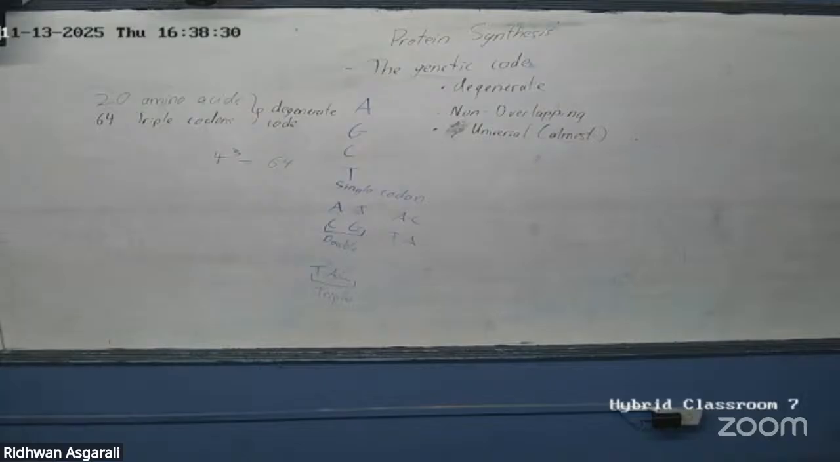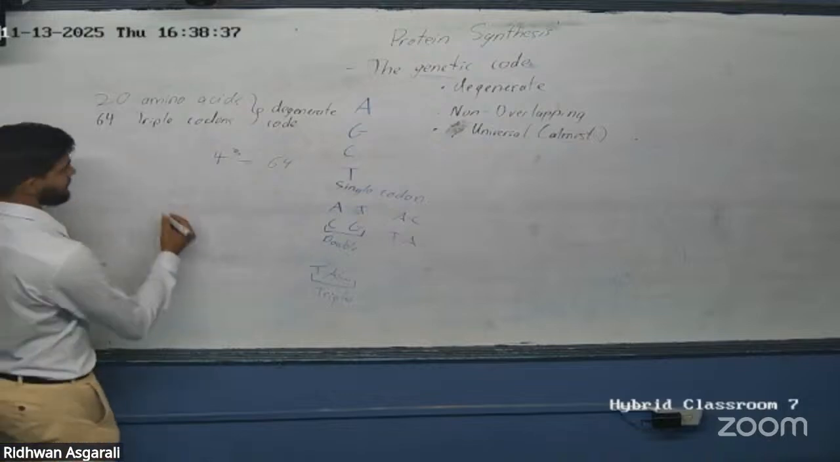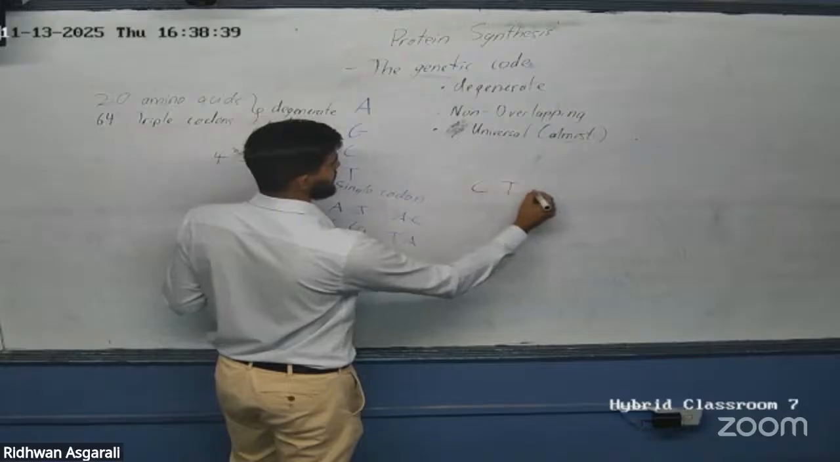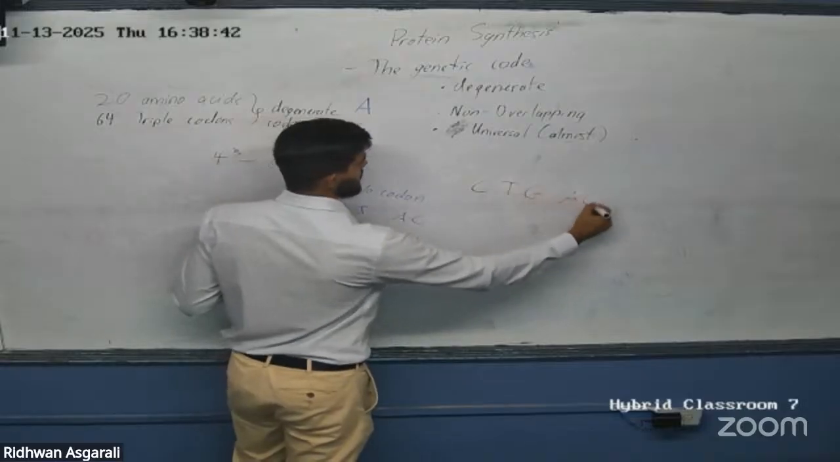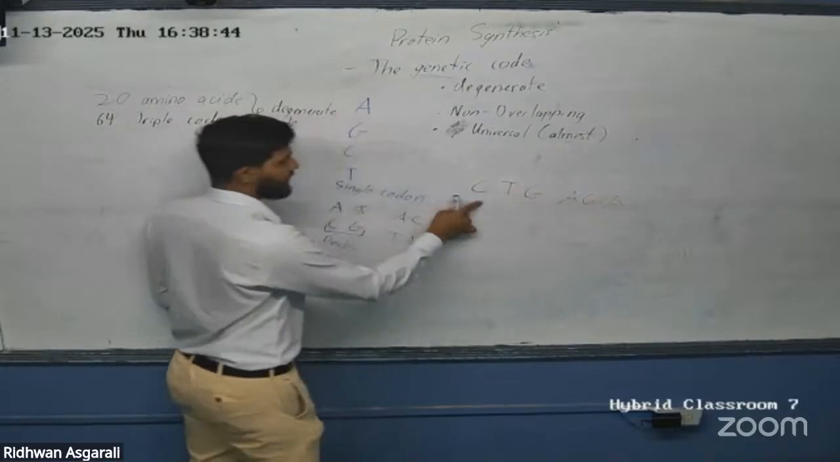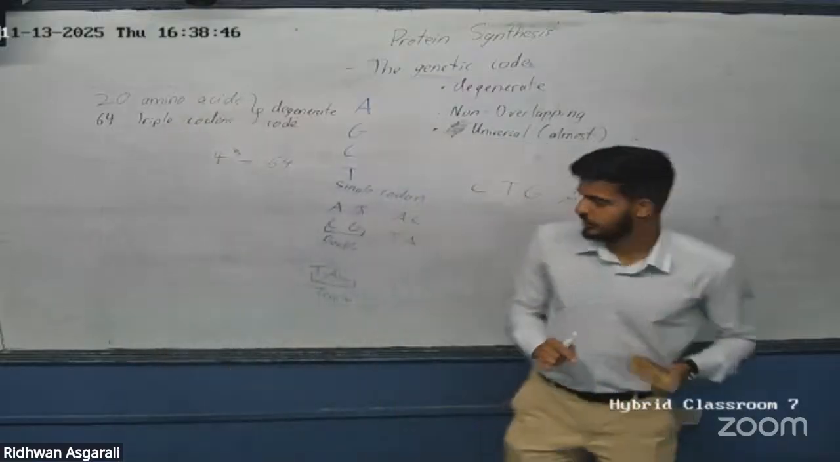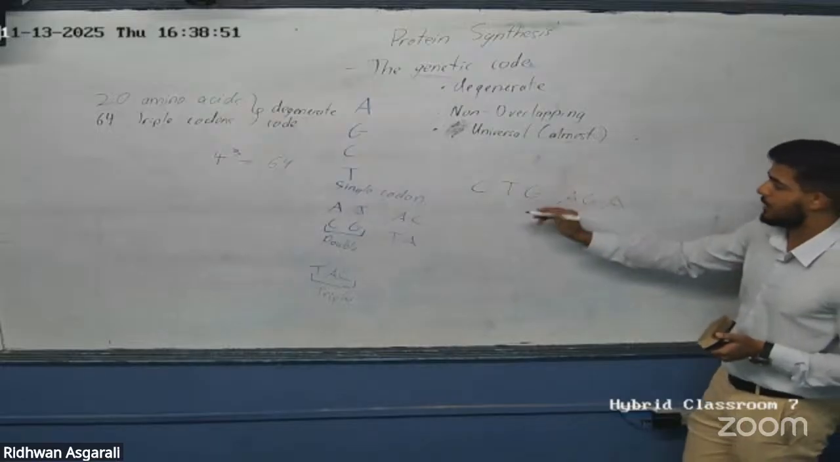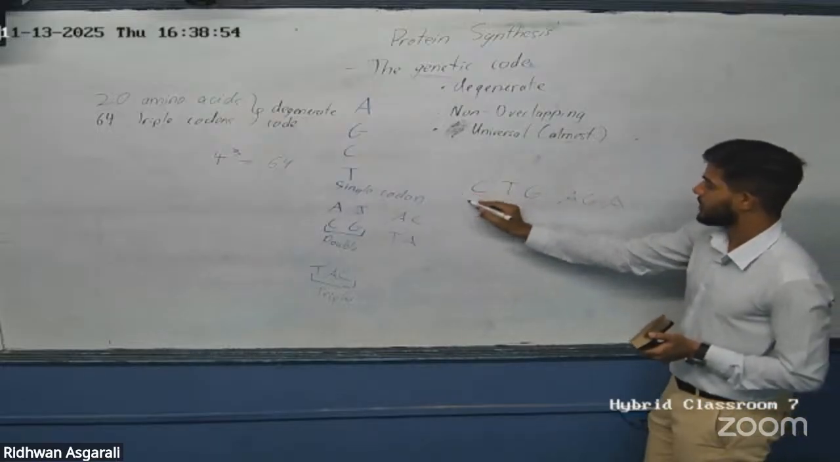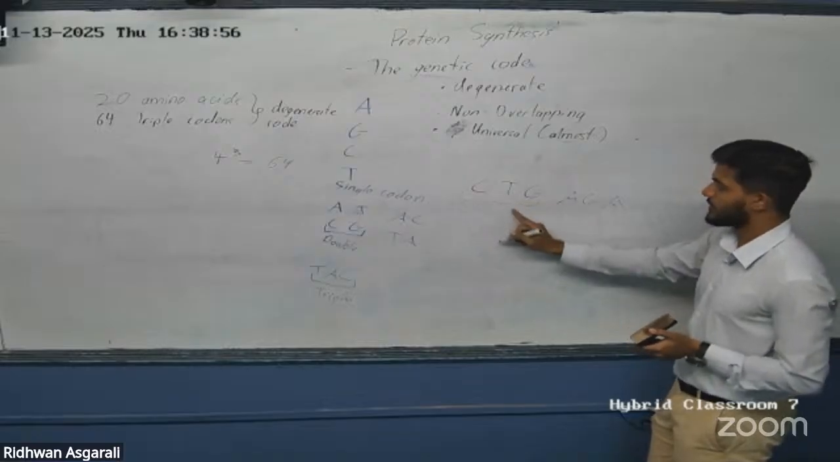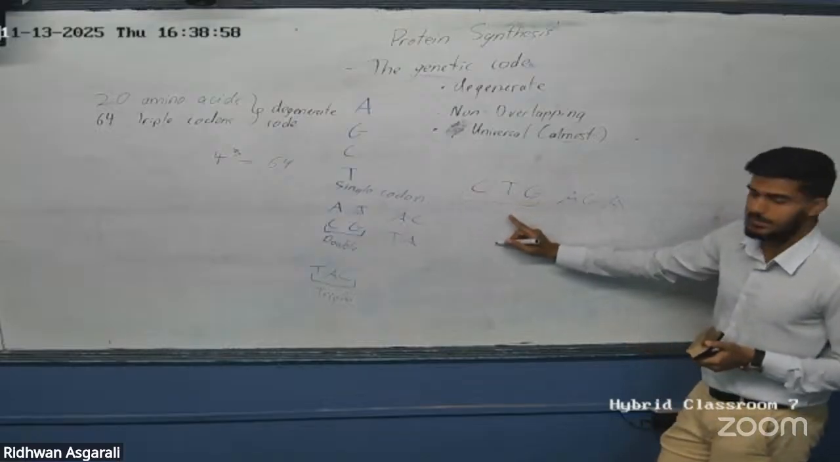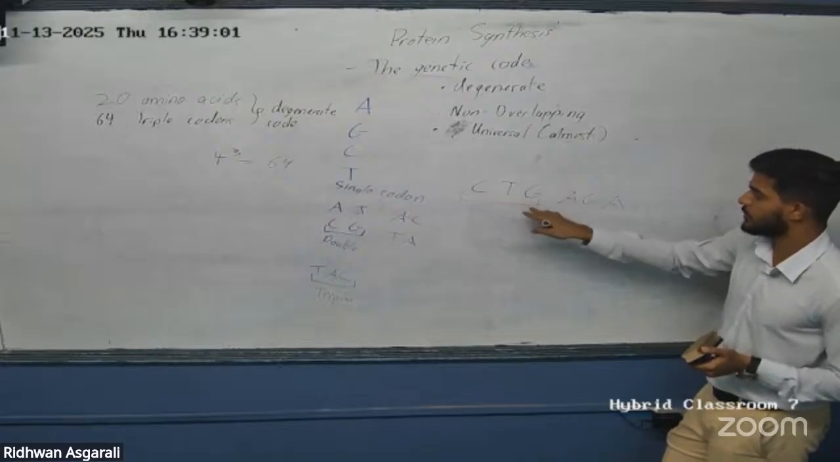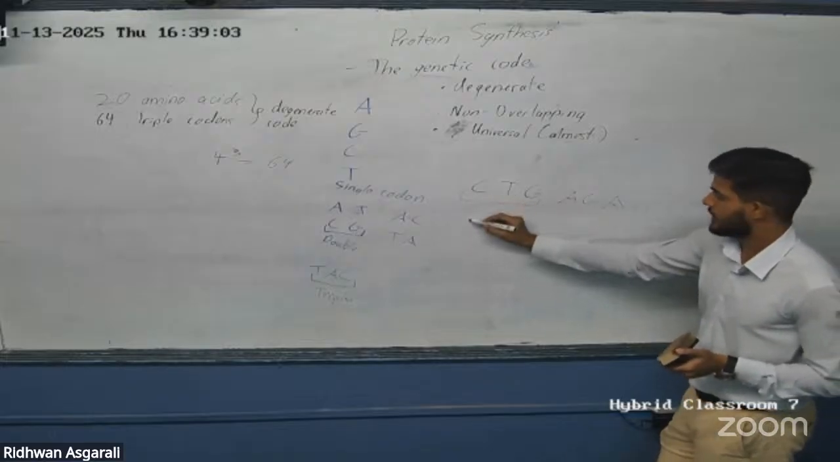Okay, so what do I mean by overlapping? Let's say we have a genetic sequence located somewhere along the DNA strand. There are two ways we can read it. If it's non-overlapping, we're reading it in triples. So what amino acid would this code for? You can check the table. CTG codes for asparagine.